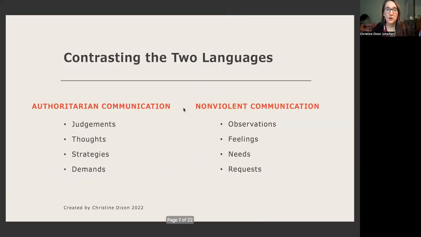So that's just an overview of the contrast between these two languages. Authoritarian communication uses judgments, thoughts, strategies, and demands, whereas nonviolent communication uses observations, feelings, needs, and requests. For the next chunk of this course, we're going to really practice translation. We're going to translate our judgments into observations. We're going to talk about what that looks like. We're going to translate our thoughts into our feelings. We're going to translate our strategies into needs, universal human needs. And then we're going to translate our demands into requests. I look forward to doing that practice with you, and I'll see you in the next video.